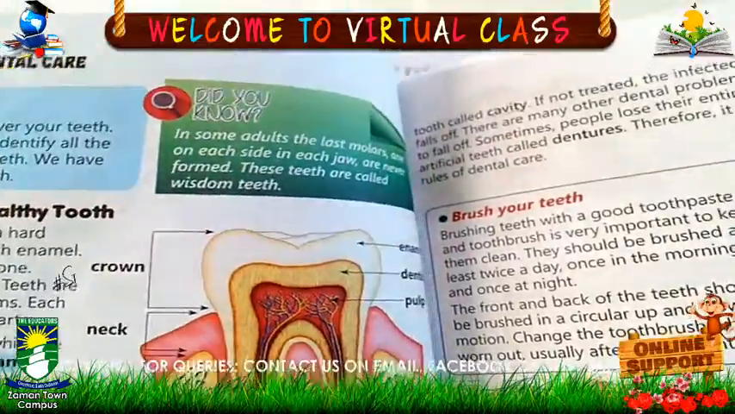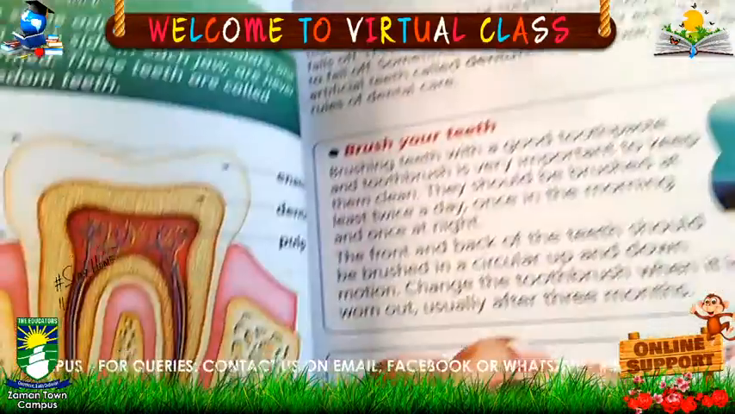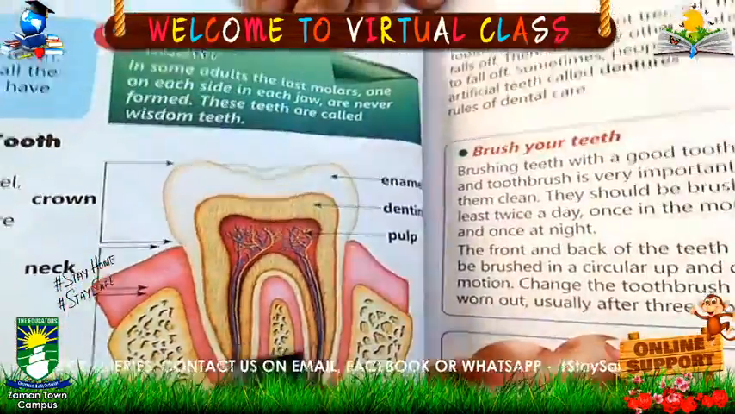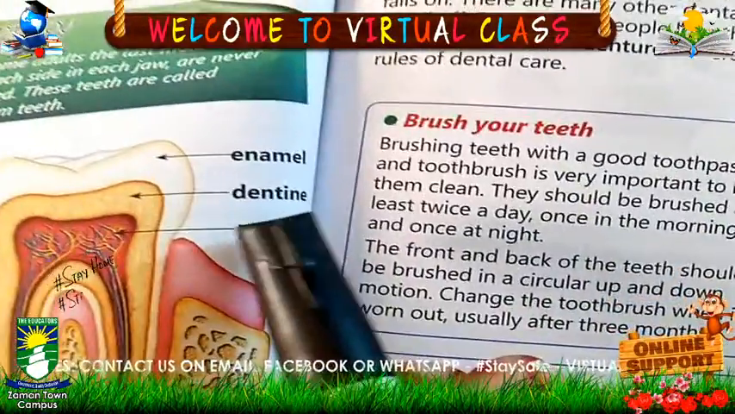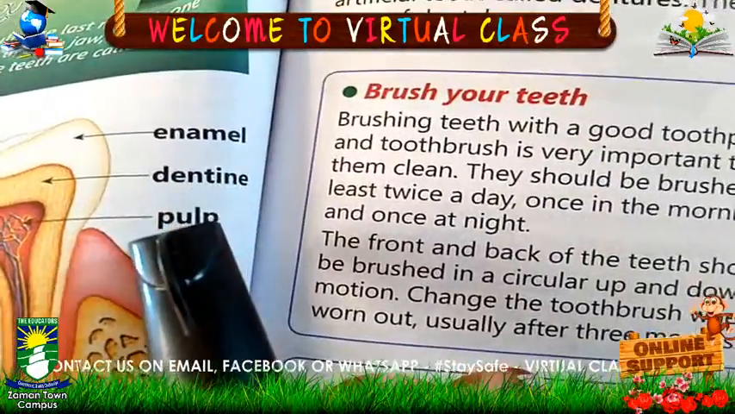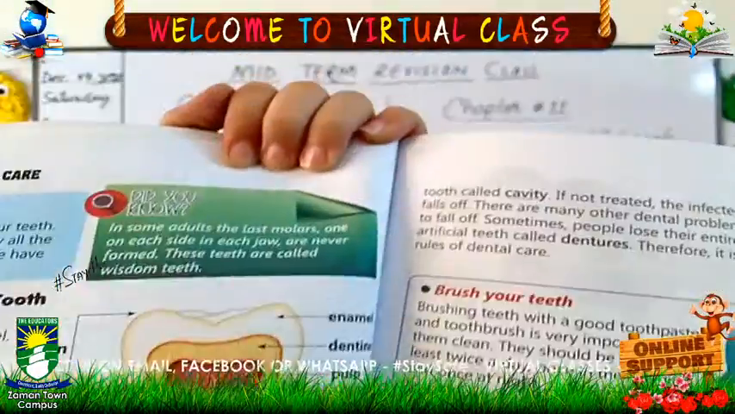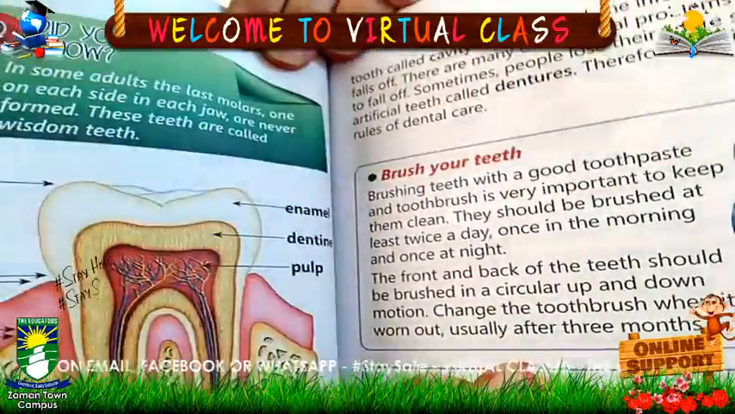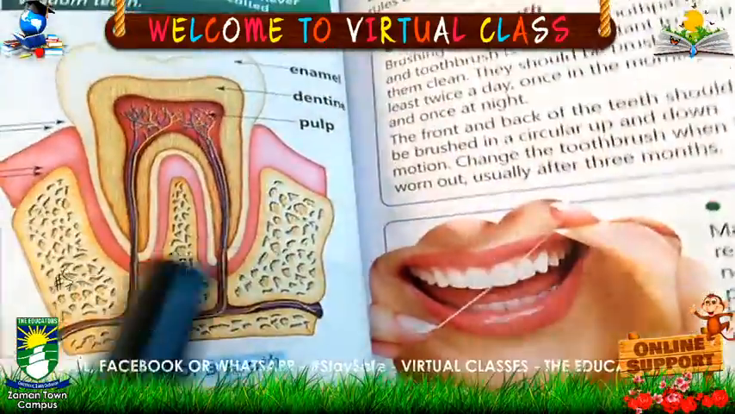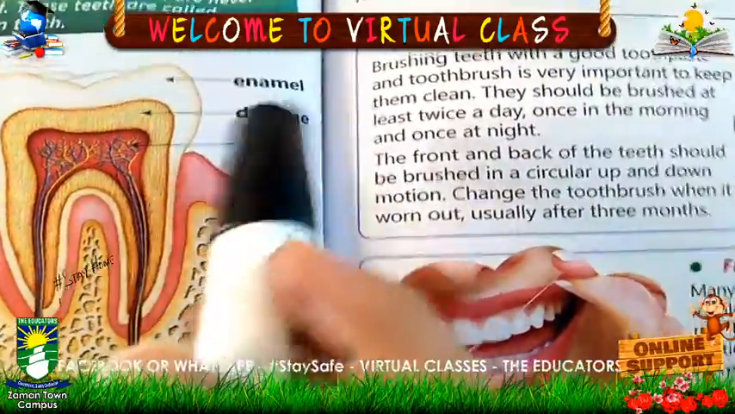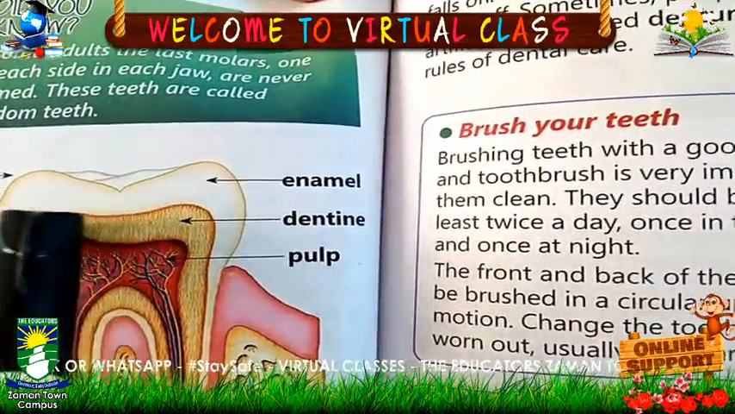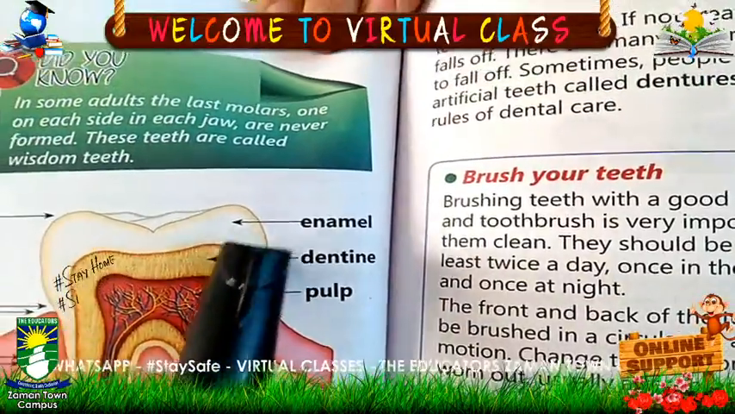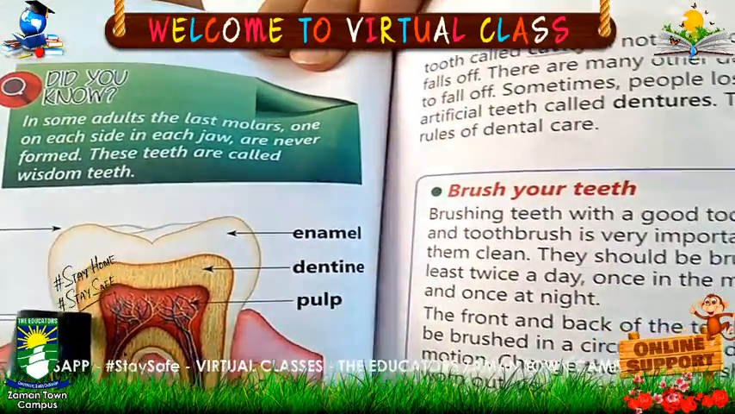Each tooth has three main parts. One is enamel, the other is dentin, and the third is pulp. So let's revise this. This is the enamel. It is the uppermost part which we see, and its color is white.